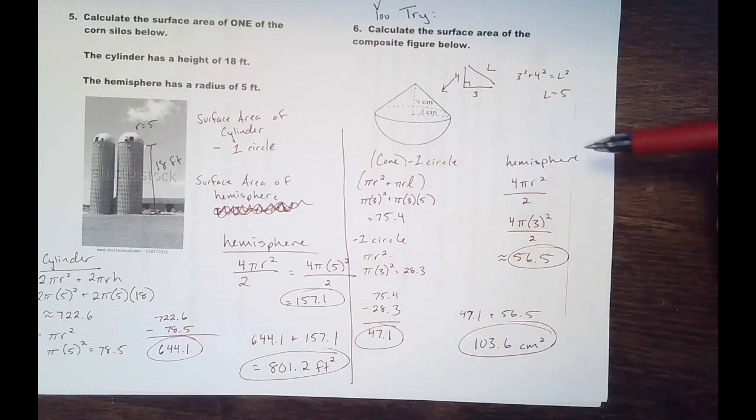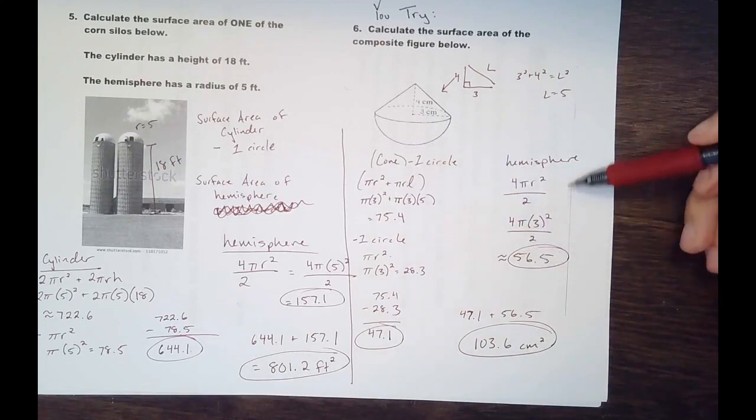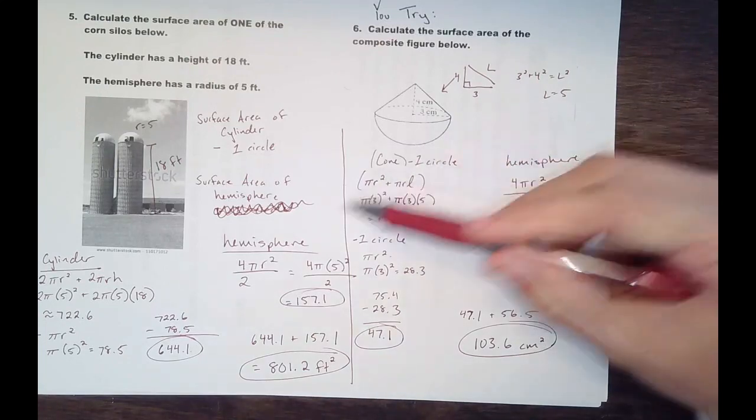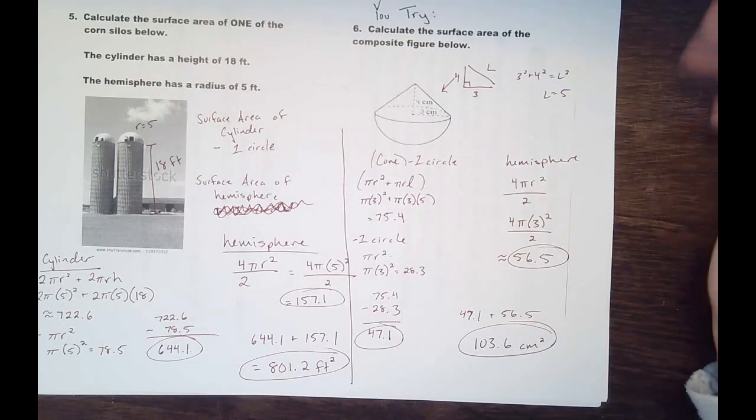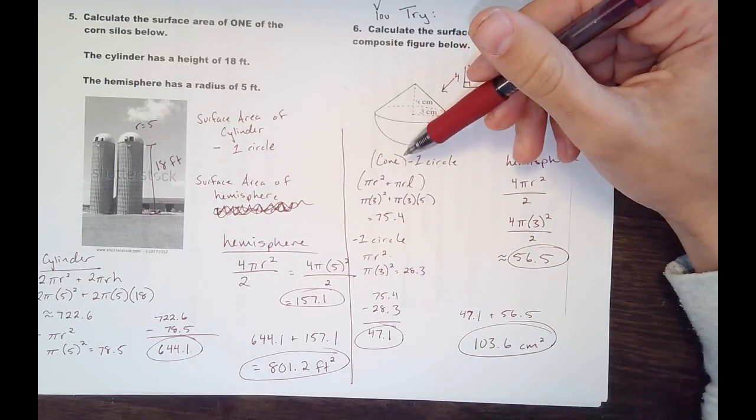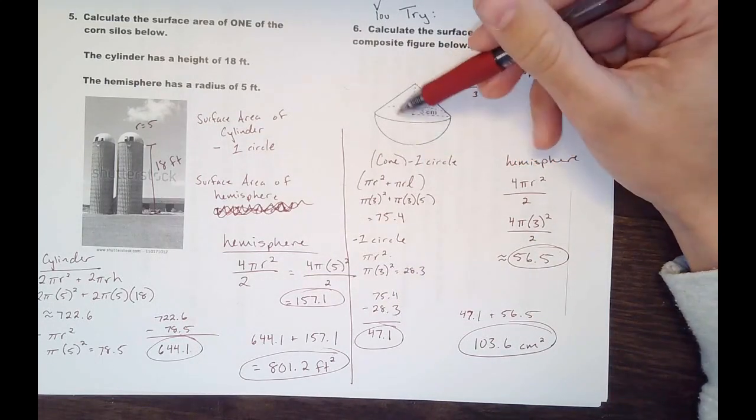So the cone formula is pi r squared plus pi rl. So we have 3 as our radius, and then we have to figure out L, which remember is this distance here.